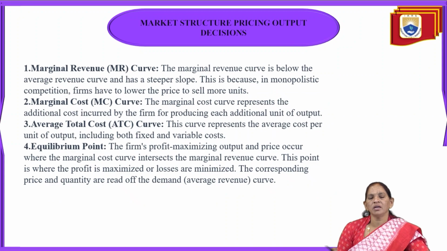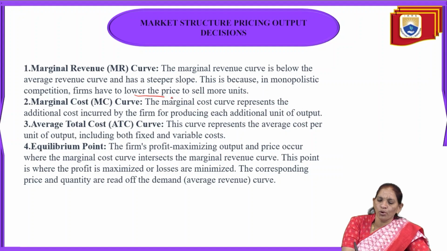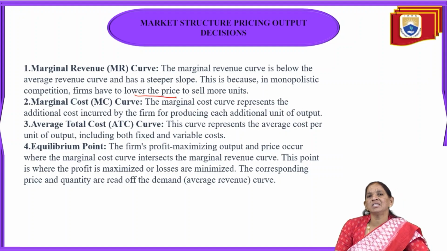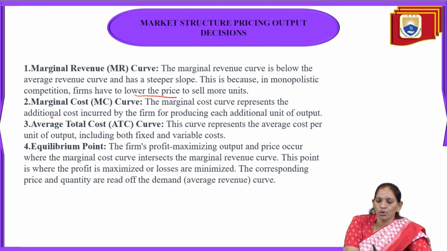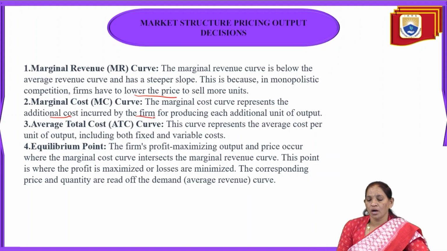As we have, the marginal revenue, MR, is below the average revenue curve and slopes down, where the monopolistic firm lowers the price, then it sells more units. Next, marginal cost, MC, is the additional cost, which represents the additional cost incurred by the firm for producing each unit of additional output.